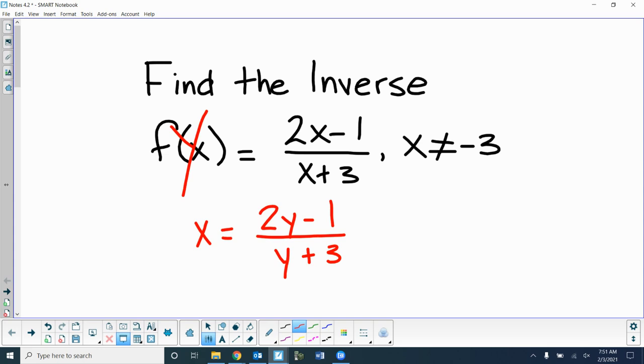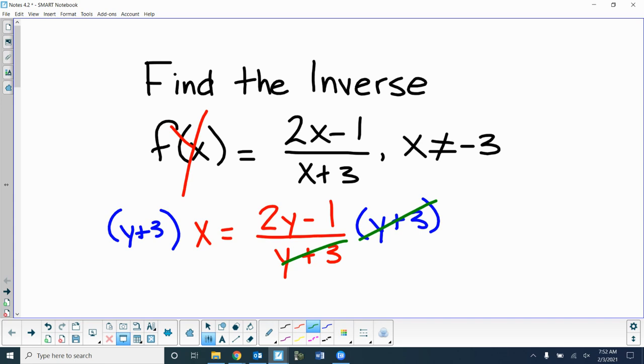All right, so how do I get this y plus 3 out of there? What's being done to it right now? Divide. So to move it, I gotta multiply, right? So I'm going to multiply both sides by y plus 3. Okay? So what happens over here is those will cancel.